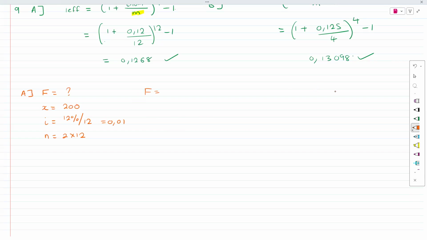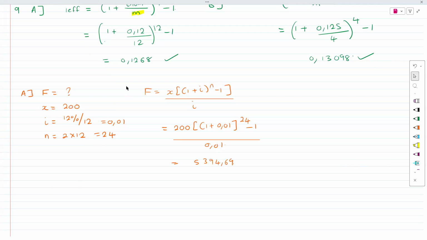So F equals X into 1 plus I to the power of n, minus 1, all over I. If we deal with this, this is 200 into 1 plus 0.01 to the power of 24, minus 1, all over 0.01. Guys, remember this was 24. Please don't get confused there. And this would be 5 grand, 5,394.69. That's all there is to this question.